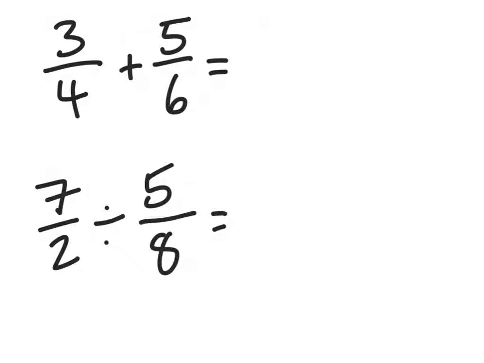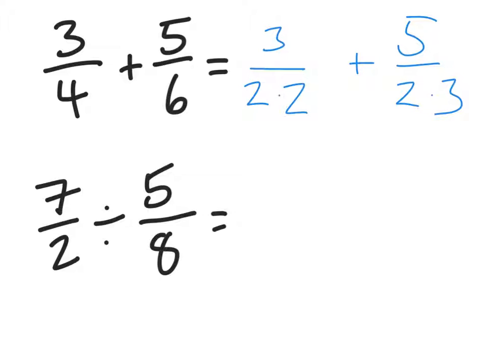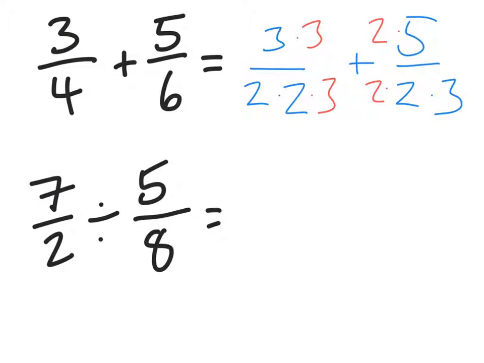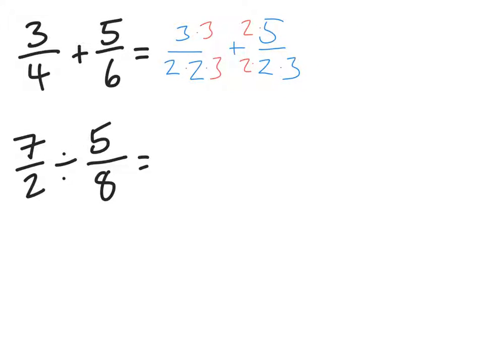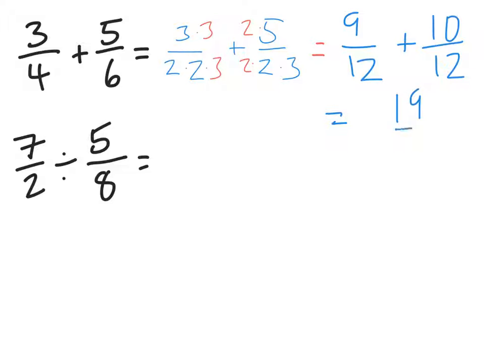We're adding, so we need a common denominator. I'm going to factor these. 3 over 2 times 2 plus 5 over 2 times 3. This one needs another 2, top and bottom. And this one needs a 3, top and bottom. Right? Let me make some room. So this will give us 9 over 12 plus 10 over 12, and that's going to give us 19 over 12. And 19 is prime, so that is our answer.